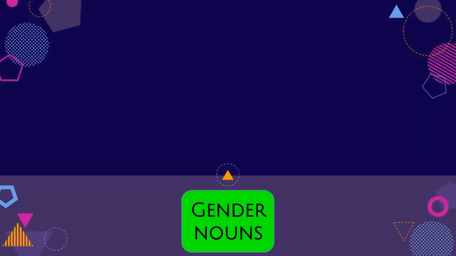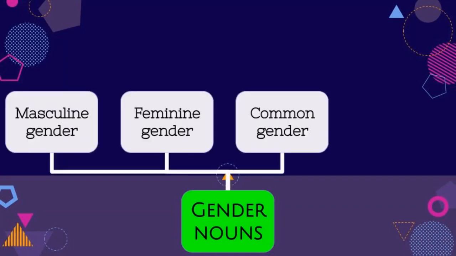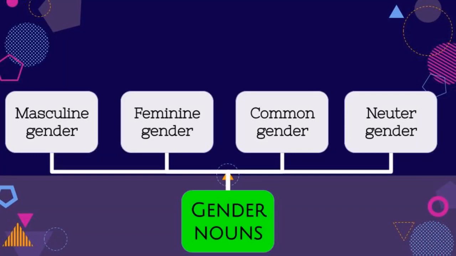Okay students, gender nouns can be divided into 4 types. How many types? 4 types. They are masculine gender, feminine gender, common gender and neuter gender.